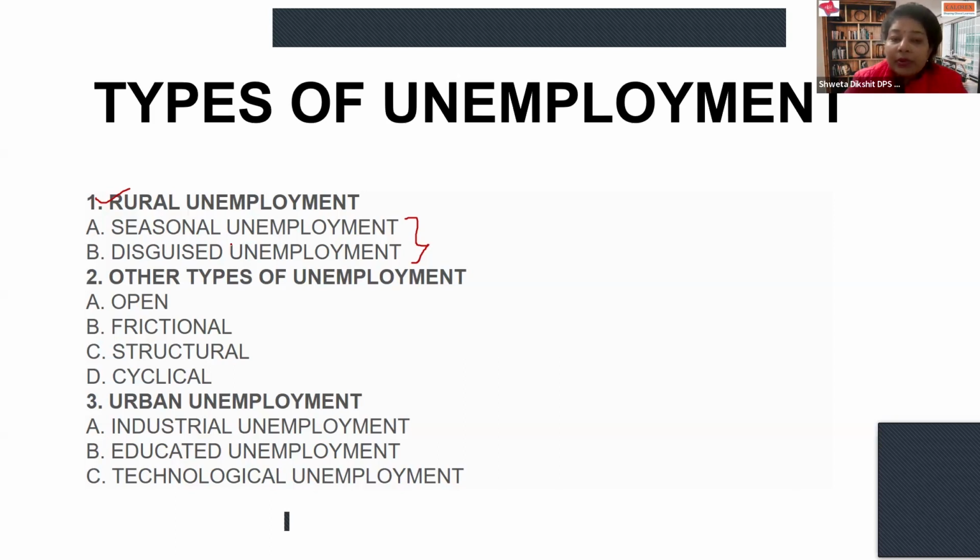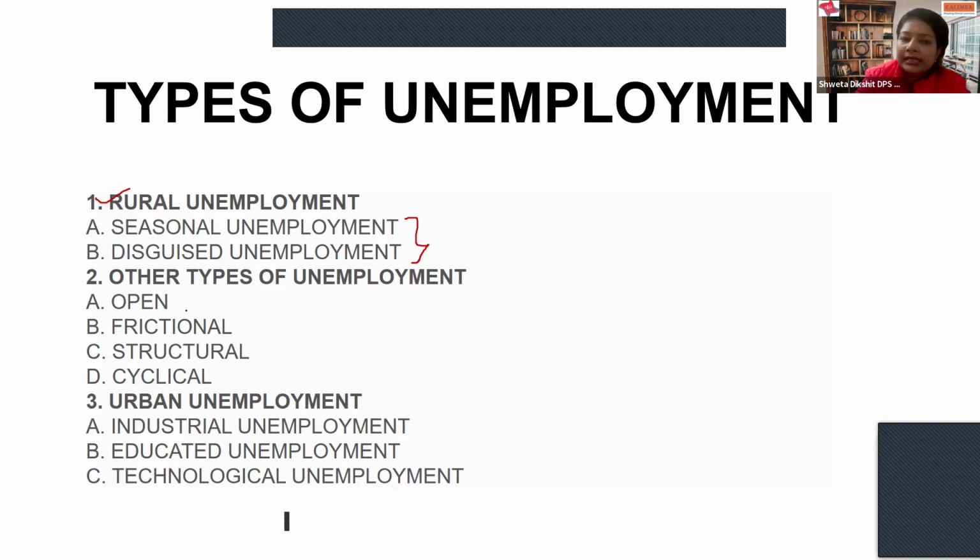Then comes this disguised unemployment. It is a very prevalent problem in India, especially because of the joint family system and joint business system. When we require a potential of employment, but more than that potential is being exploited. For example, if we need 10 people to work, but more than 10 people are employed or engaged in that particular activity, such situation is known as disguised unemployment.